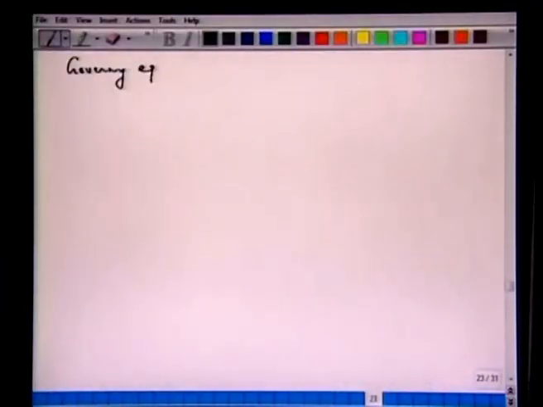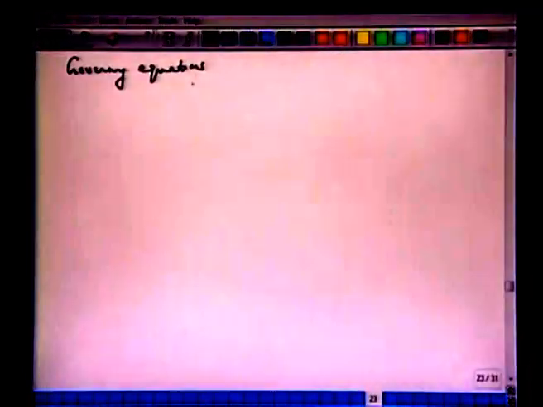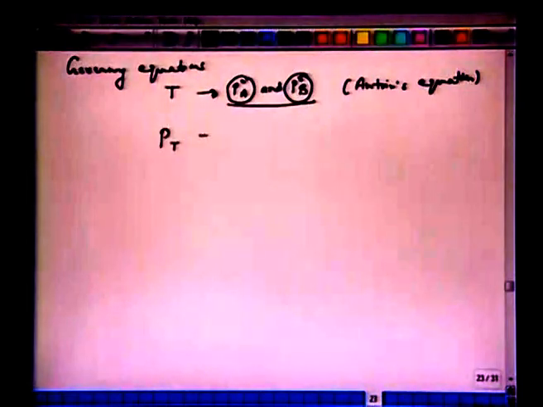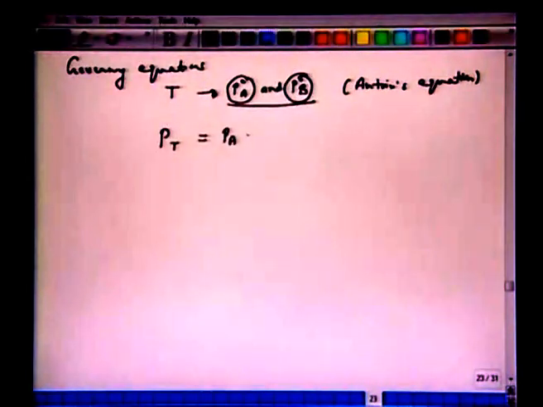So these are the governing equations. We are fixing temperature. That means we are fixing the vapor pressure of A and the vapor pressure of B. So for example, we have these Antoine equations, or you have some handout tables to calculate or estimate the vapor pressure of A and B. Okay. So total pressure PT is fixed. That means the total pressure PT will equal the partial pressure of A plus the partial pressure of B.